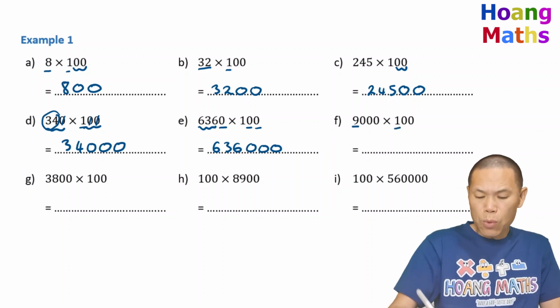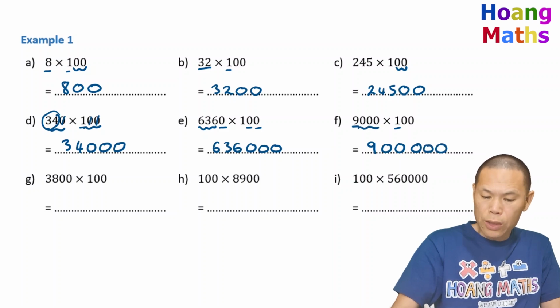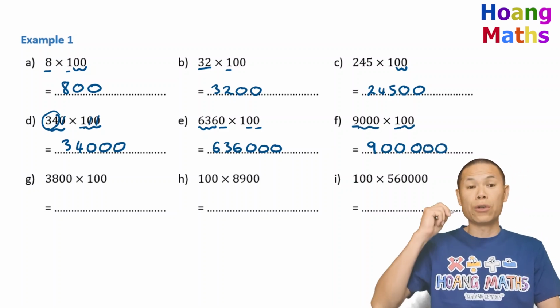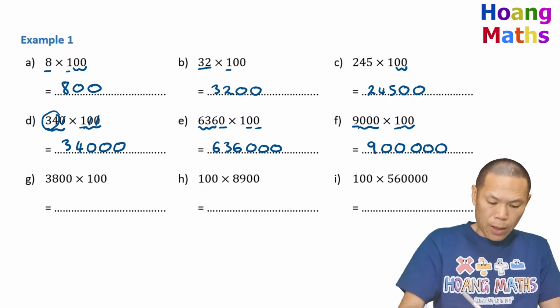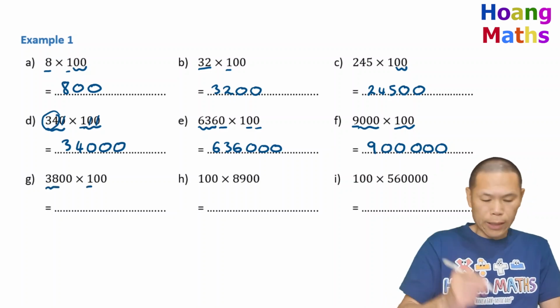Now we have 9 times 1. 9 times 1 is 9, and we have 5 zeros all together. Part G. 38 times 1, the answer is 38.